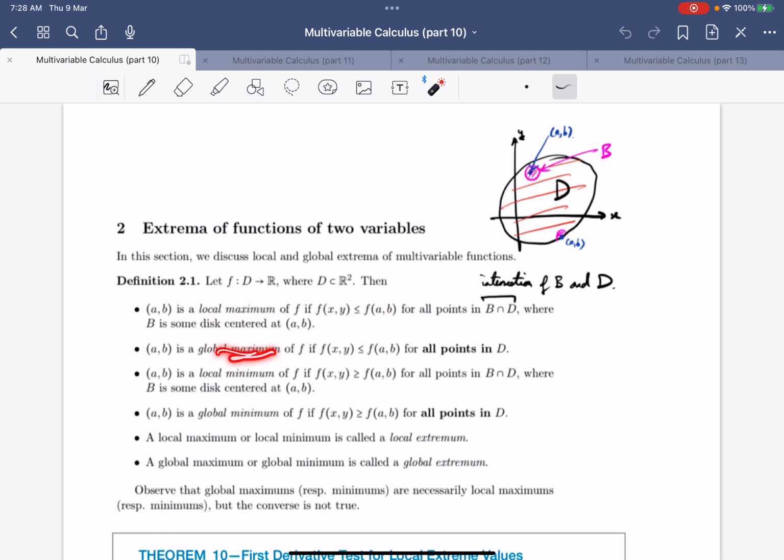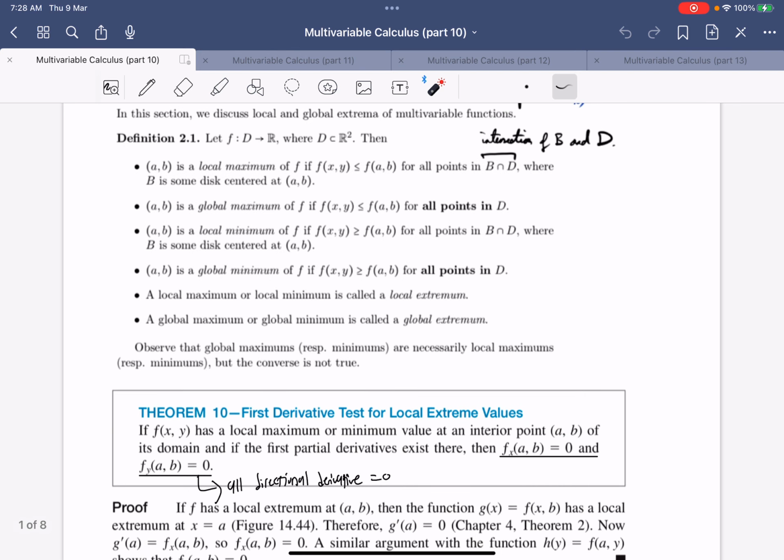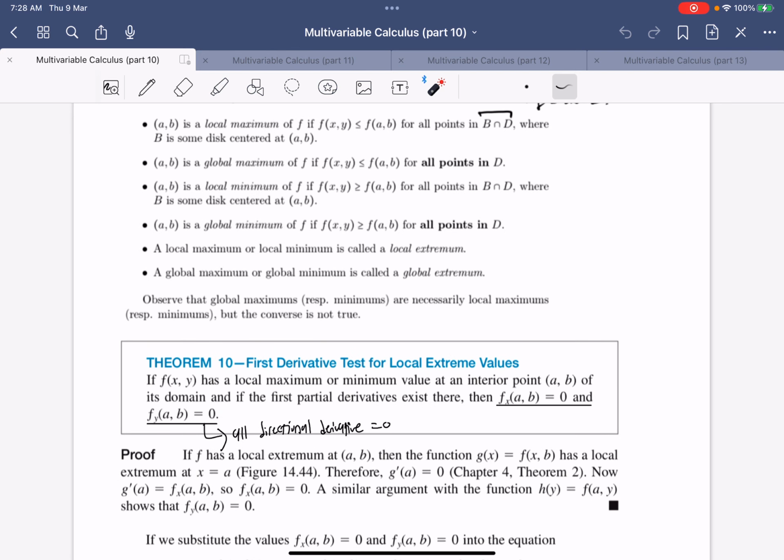And a global maximum is when it occurs for every point in the domain. And similarly, for a local minimum, it just means f(a, b) is smaller than f(x, y) for all (x, y) in the neighborhood. Local maximum and local minimum are known as local extrema, and global ones are called global extrema. And what we can notice is that global maximums are obviously local maximums, but local maximums might not be global maximums.